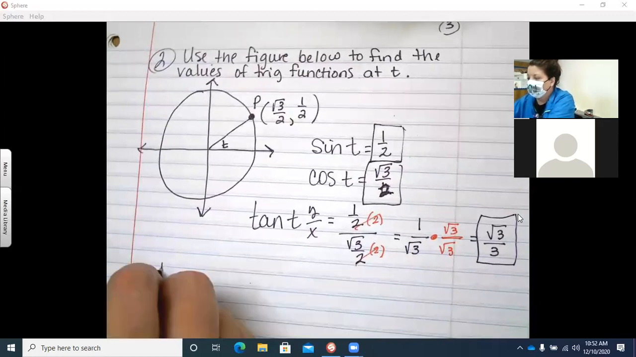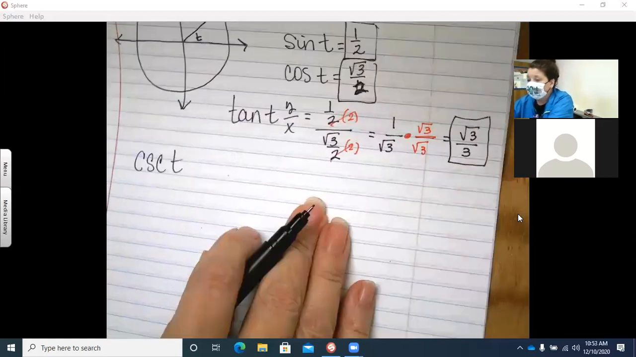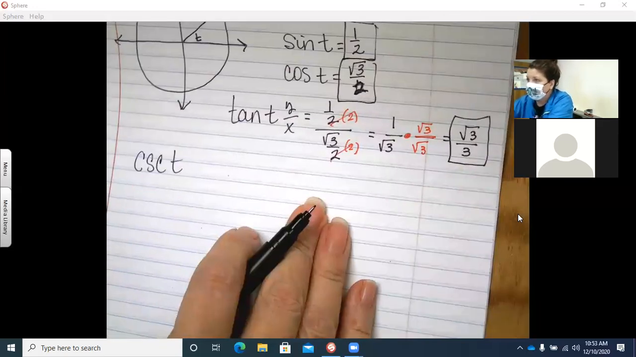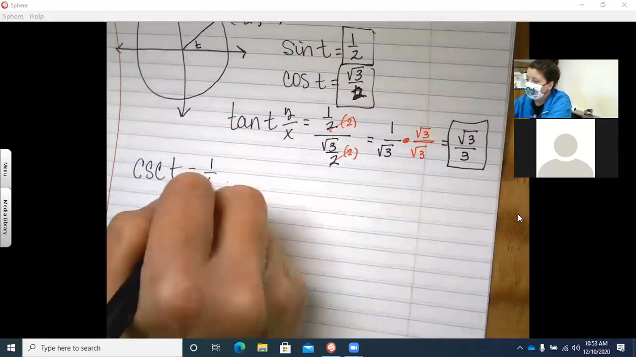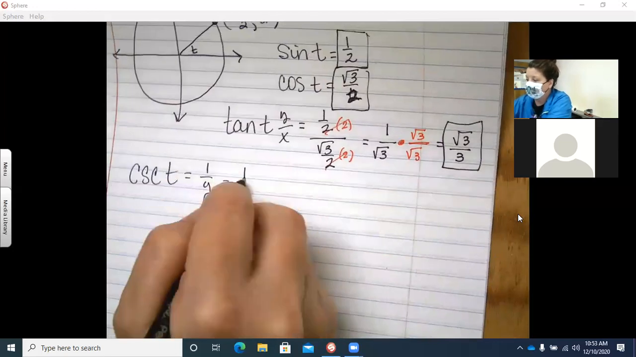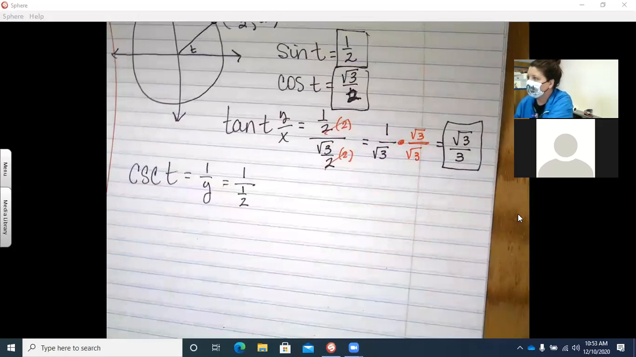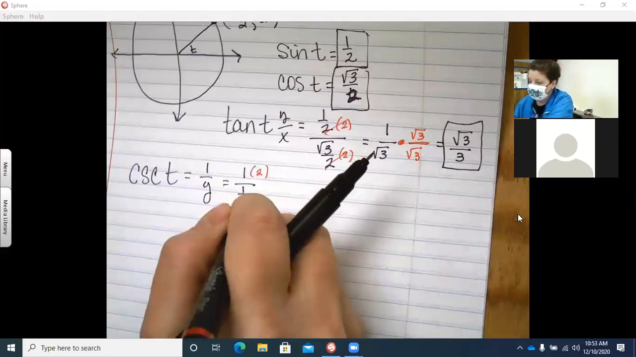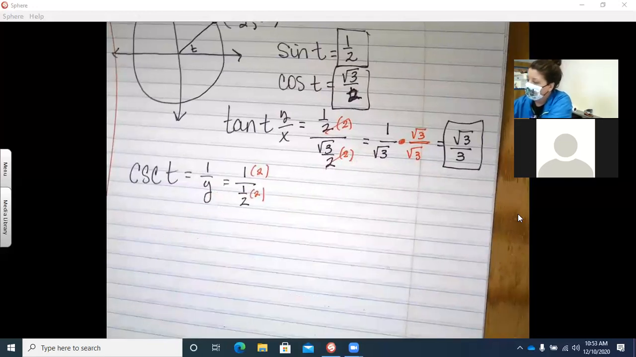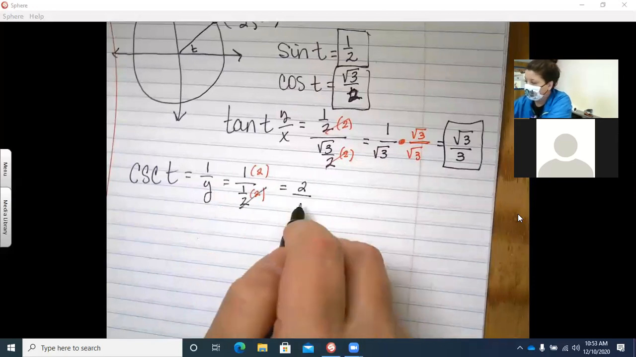Cosecant of t. Yes, you have to memorize what that means. Right now, I'm going to tell you. It's 1 divided by y. So that's 1 divided by 1/2. We don't want to leave our answer like that. That's a fraction within a fraction. So we're going to multiply the numerator and denominator by 2. Complex fractions. We had this on our last test. So numerator, 1 times 2 is 2. Denominator, the 2's cancel and leave me with 1. What is the cosecant of t? Just a 2.